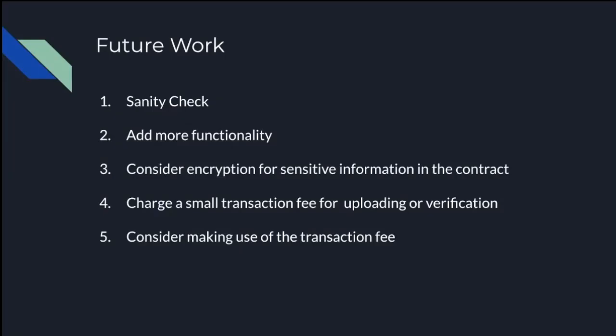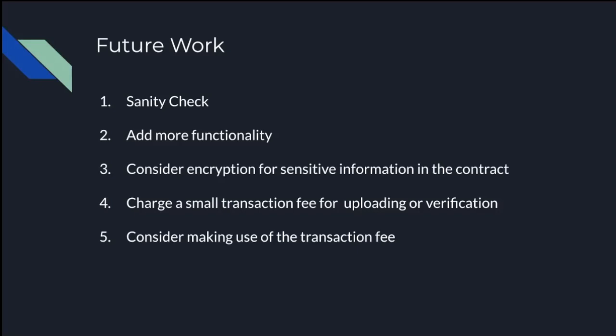Now let's look at what we can do in the future to make it better. First, we need to add sanity checks to the script, for example, to ensure that the address the user typed in is valid, and to set limits on the size of the contract that the user is going to upload. Second, we probably need to consider adding more functionalities to our contract, but currently we don't have any better ideas. If anyone has a good idea, please let us know.